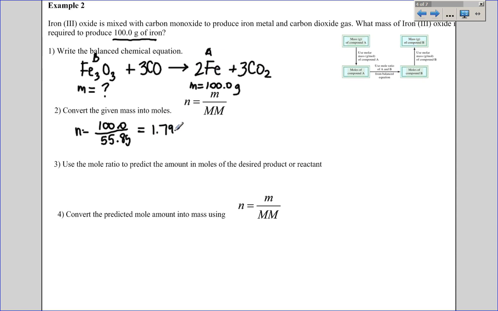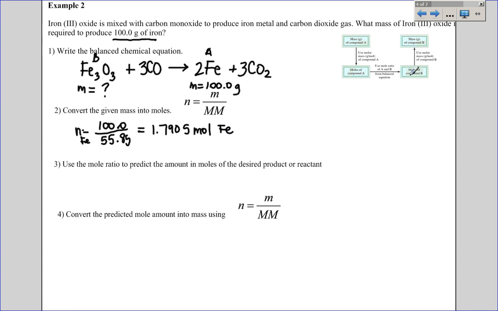So in this case here, I have 1.7905 moles of iron. And sometimes if you put moles of iron there, it's easier to keep track. So this is our moles of iron. So we've accomplished step 1.